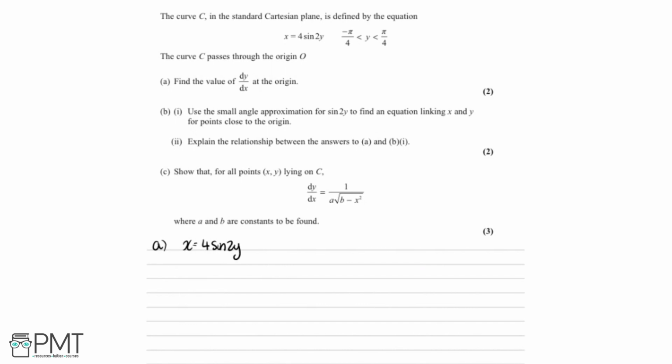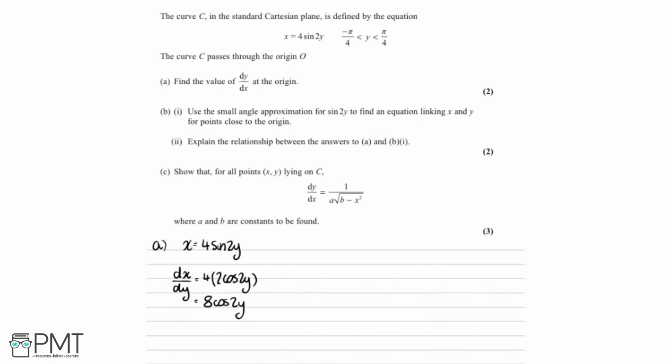And the first thing I notice is actually we've got x as a subject here instead of y that we'd be used to. So instead of finding dy by dx, we're going to find dx by dy. So we're going to differentiate everything with respect to y. So we're going to get dx by dy equals, I'm going to have 4 here, multiplied by, if we differentiate sine 2y, we'll get 2 cos 2y. So this equals 8 cos 2y.